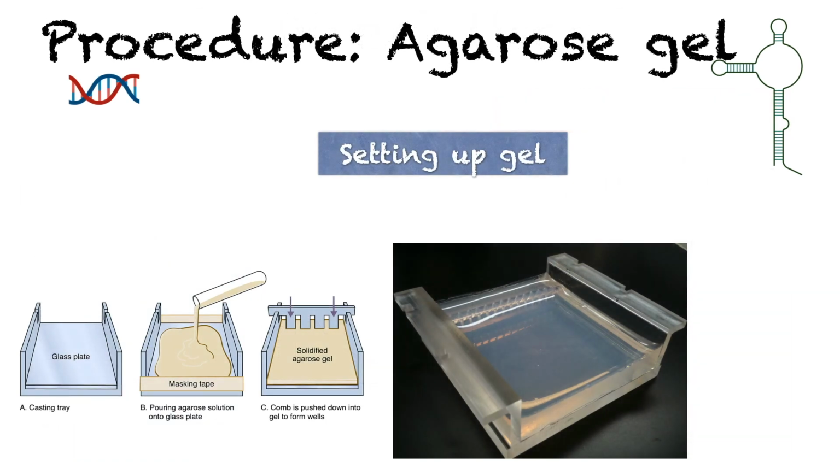Now, what is the procedure for running a gel? It starts from setting up the gel to visualization of the result. And usually in biotechnology, we use two different kinds of gels. One is SDS-PAGE gel and another one is agarose gel.